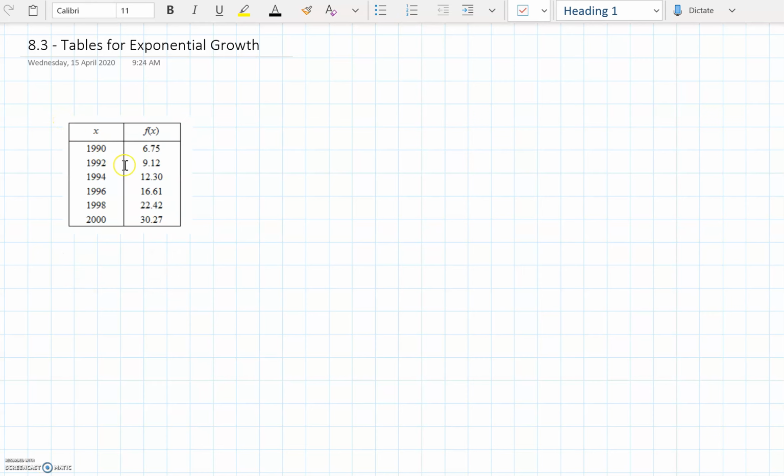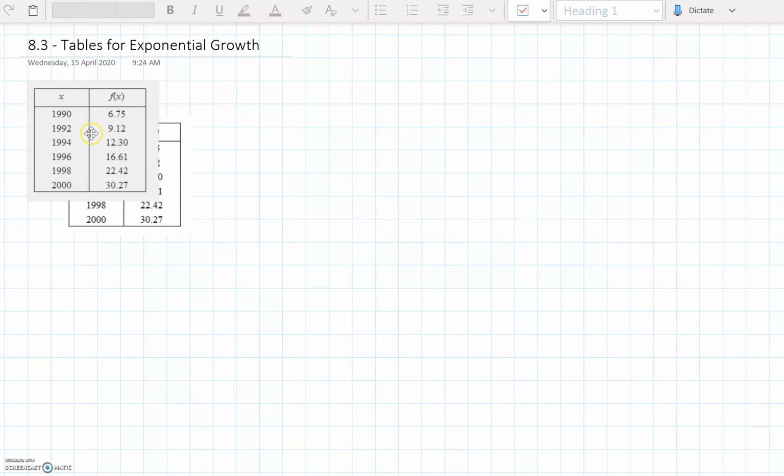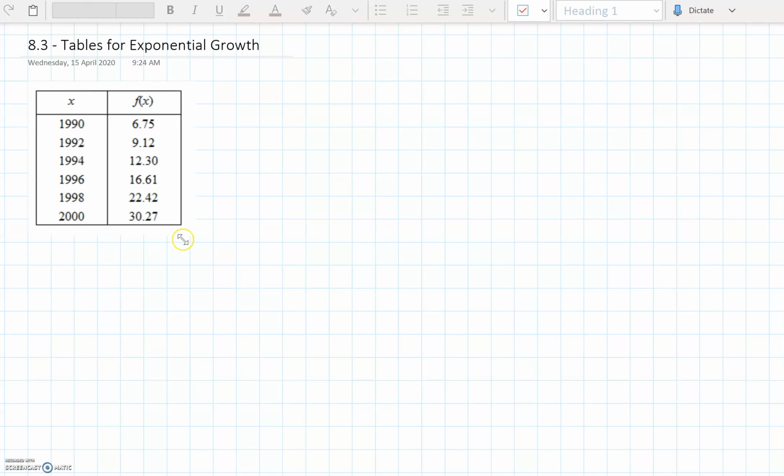Okay guys, what we're going to look at now is tables for exponential growth. And that means we're going to be looking at how we identify that a set of data is undergoing exponential growth, and then how to come up with that formula.